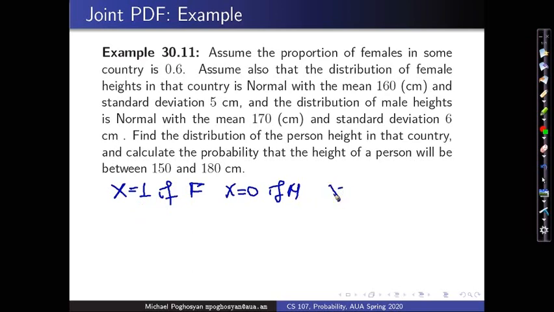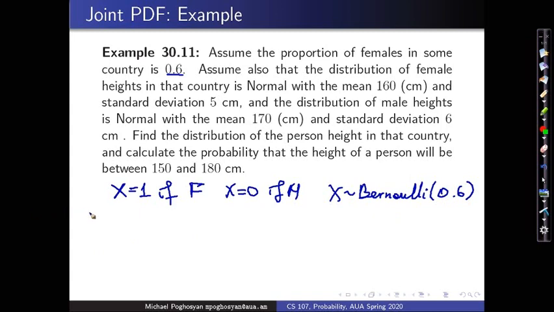So in that case, I will have Bernoulli with probability 1 is for female, and the proportion of females is 0.6, Bernoulli 0.6. So I will have this case, this distribution, X is Bernoulli.